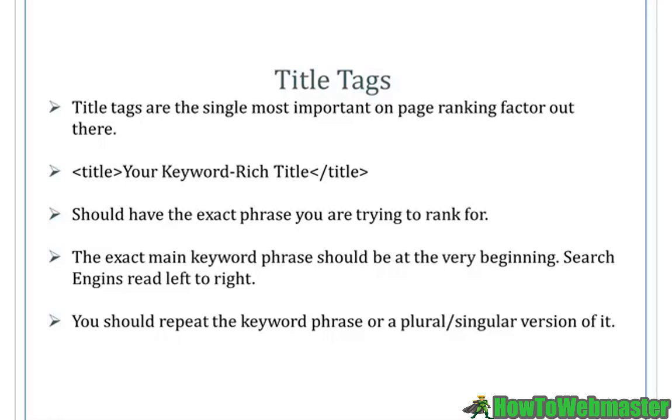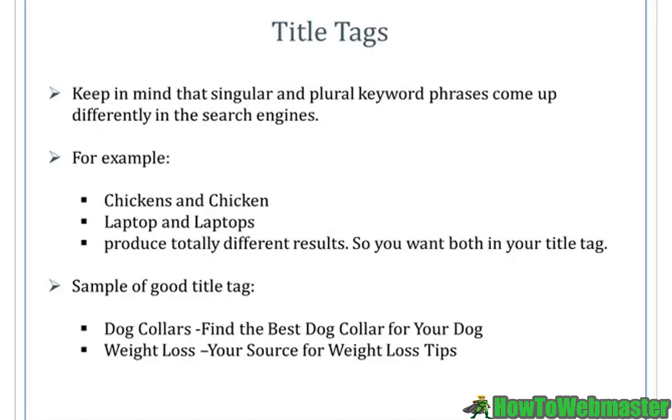You should repeat the keyword phrase, or a plural or singular version of it, also in that title tag. Keep in mind that singular and plural keyword phrases come up differently in search engines. For example, like I gave you already, chickens and chicken, laptop and laptops. Searching for a certain kind of laptop or different kinds of laptops produces totally different results. So you want to use both in your title tags, depending on the niches you're in.